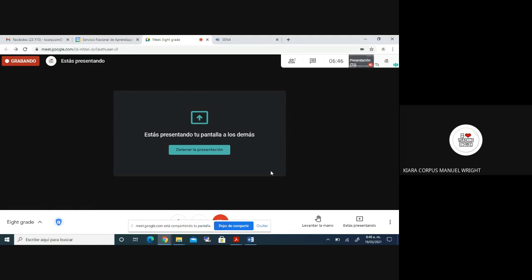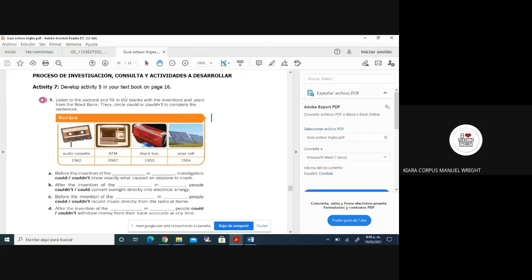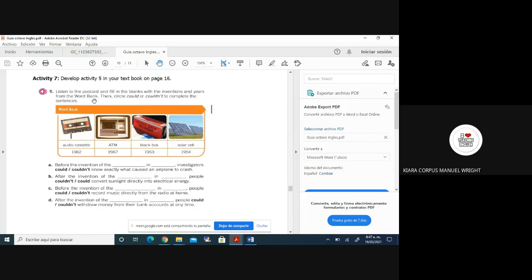¿Listo? Entonces, para iniciar, voy a compartirles la guía, the working guide, so you can see. Okay, this is activity 7. You have to develop the activity 5 from your textbook on page 16. So this one is the first activity. You have to listen to the podcast and fill in the blanks with the inventions and years from the word bank. Then circle could or couldn't to complete the sentences. You're going to listen, complete it, and then you're going to circle could or couldn't.